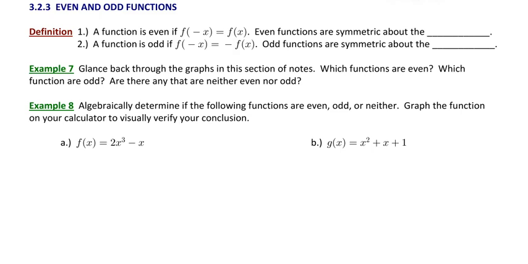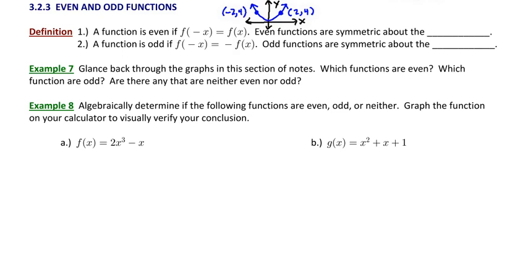Number one, a function is even if f of negative x equals f of x. Now consider a graph. I'm just going to look at a basic parabola, rough sketch here. We'll consider our parent function y equals x squared. So notice right here, I have ordered pair (2, 4), and on the other side of the graph, we have ordered pair (-2, 4).